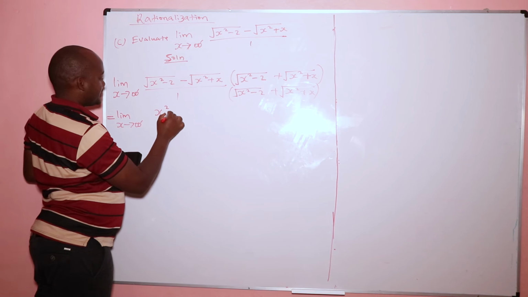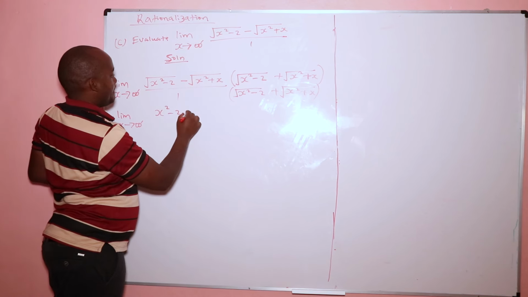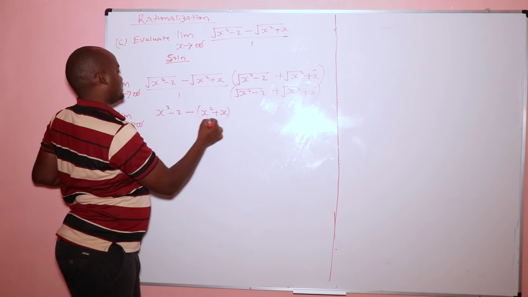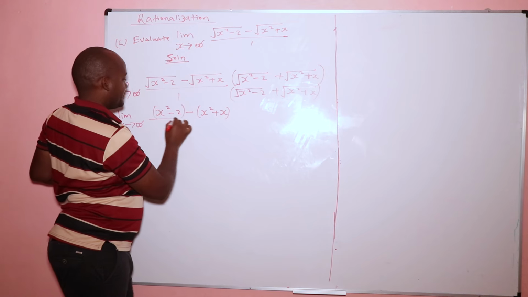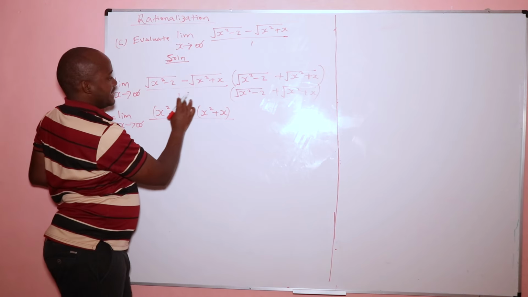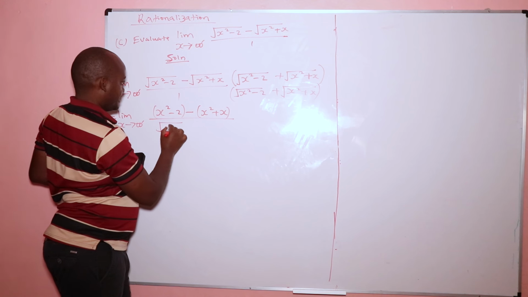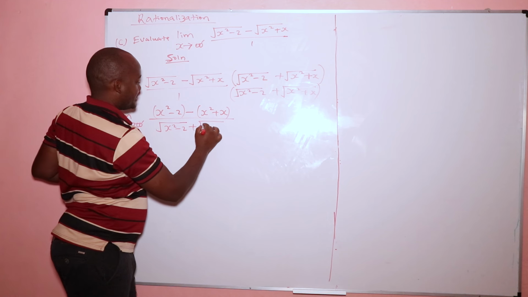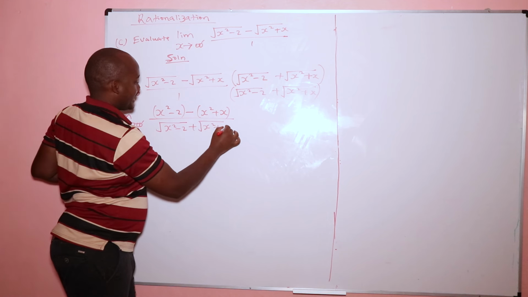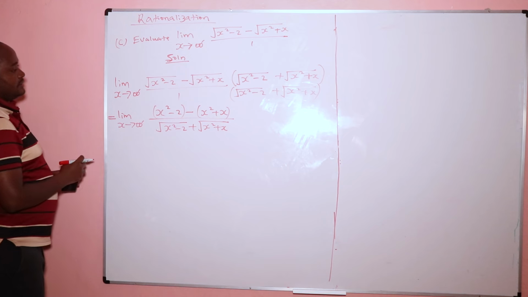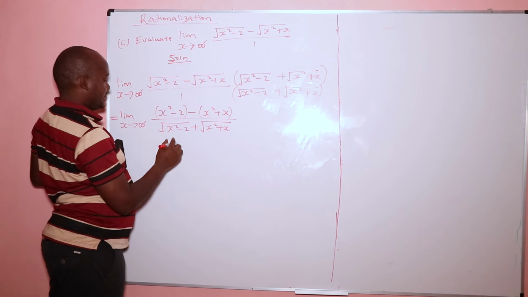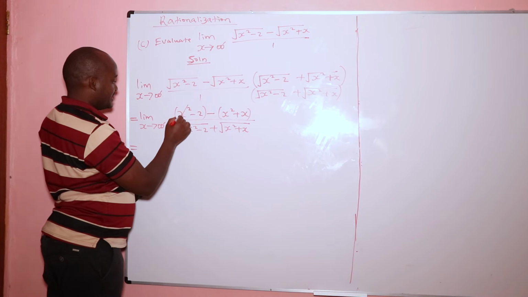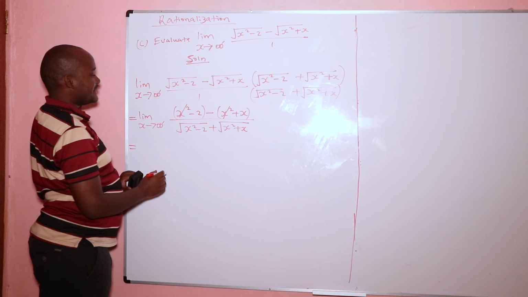This will be just x squared minus 2 minus x squared plus x, and present it that way, divided by, so 1 times this you still get the square root of x squared minus 2 plus root x squared plus x. That is it. Then you simplify the numerator, and you realize that this will be x squared minus x squared, which is giving us 0.